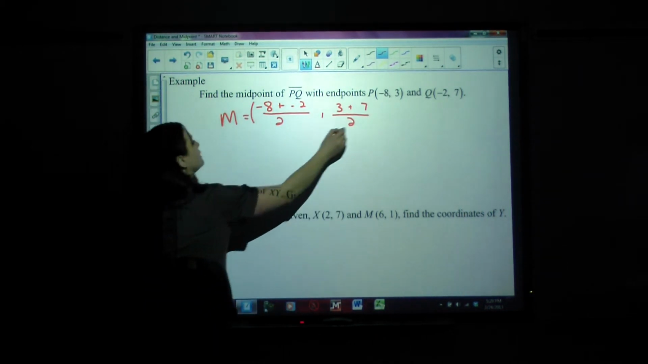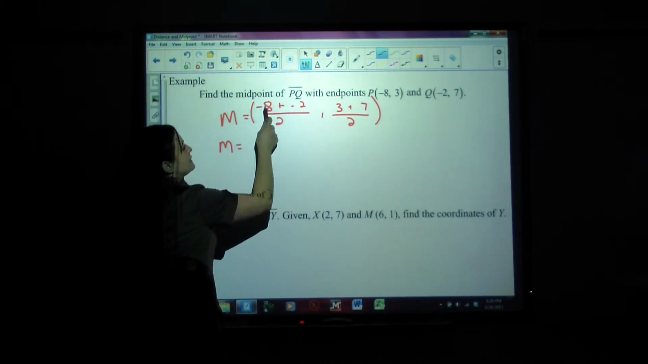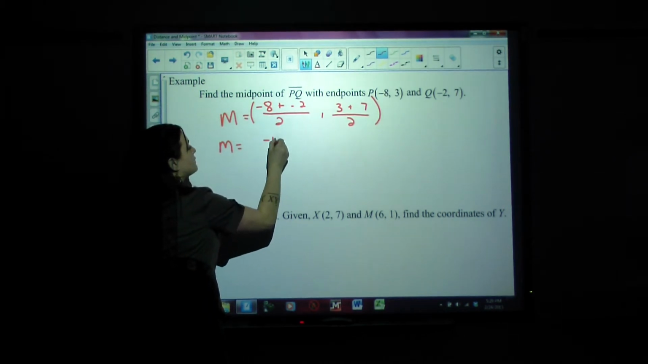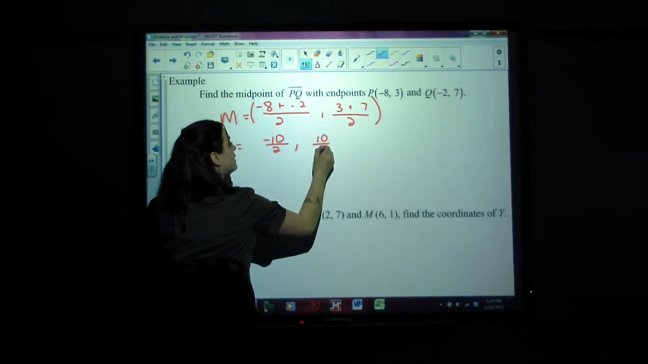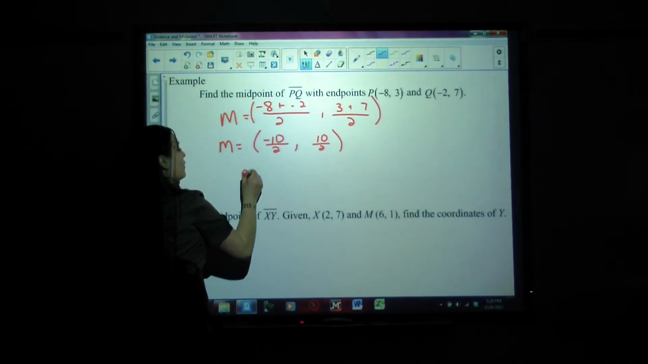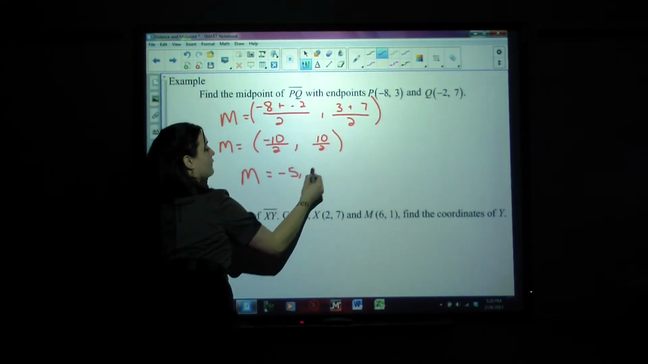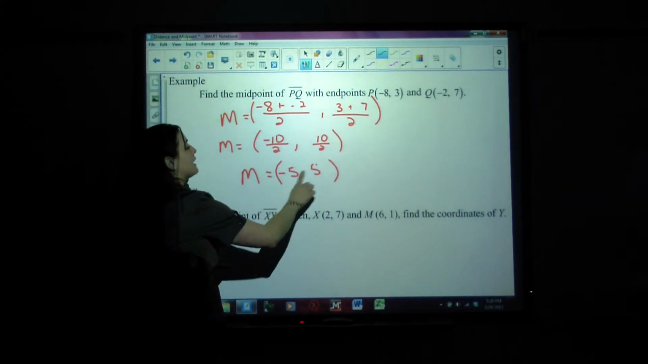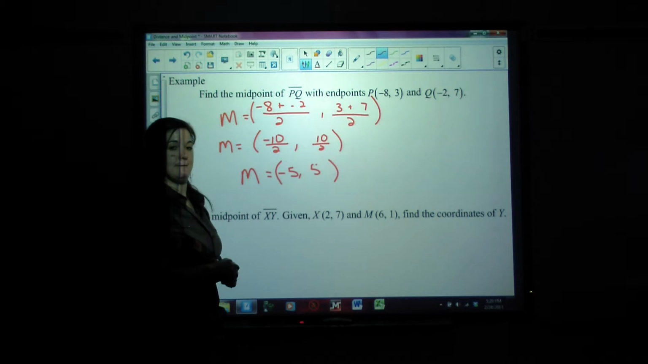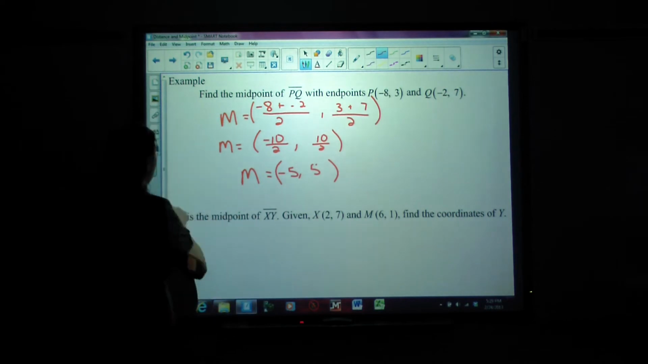So our midpoint, this ordered pair that we're finding, is going to be at, well, negative 8 and negative 2 make negative 10 over 2, and 3 and 7 make positive 10 over 2. So the midpoint for this segment happens to be at negative 5, 5. The ordered pair, negative 5, 5, that point. All right, that was midpoint formula. I think it's pretty nice, pretty quick. Hopefully that goes well for you.